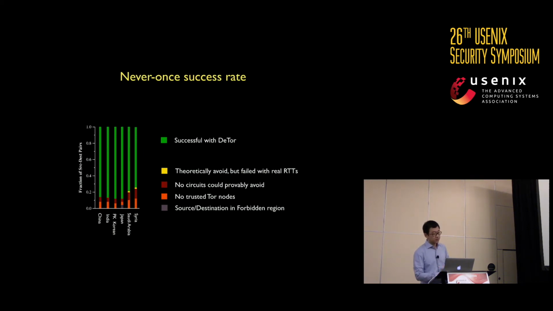Let's first look at the success rate for never-once. This plot shows, for different countries we try to avoid, the fraction of source and destination pairs that can obtain at least one never-once circuit. The first thing to notice is that most source and destination pairs can find such a successful never-once circuit for most countries we try to avoid.